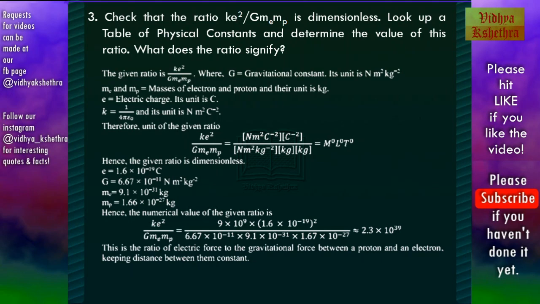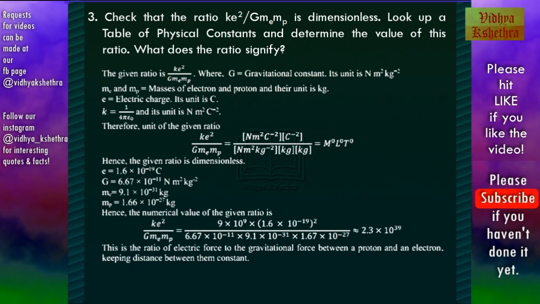The given ratio is K e square by G m_e m_p, where G is the gravitational constant. Its unit is Newton meter square kilogram^-2. m_e and m_p are the masses of electron and proton, and their unit is kilogram. e is the electric charge and its unit is coulomb. And K is equal to 1 by 4 pi epsilon 0, and its unit is Newton meter square coulomb^-2. Therefore, unit of the given ratio is equal to M^0 L^0 T^0. Hence, the given ratio is dimensionless.